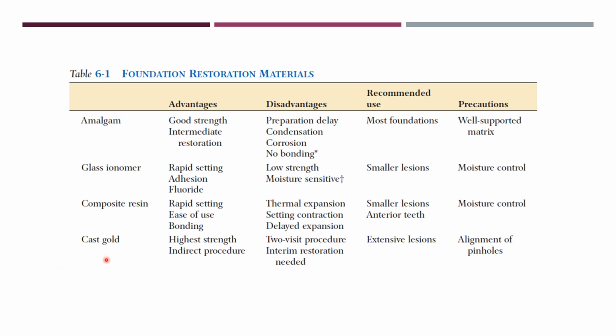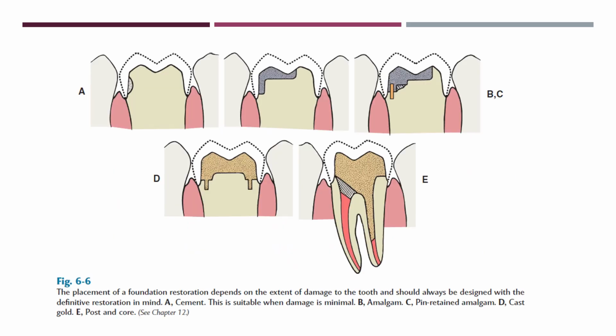These are the list of foundation restoration materials. I'll be talking a few points about each: amalgam, glass ionomer, composite resin, and cast gold. Yeah, so mostly the composite and GIC will be used. Mostly composite, guys. Okay. So the placement of the foundation restoration depends on the extent of the damage of the teeth.